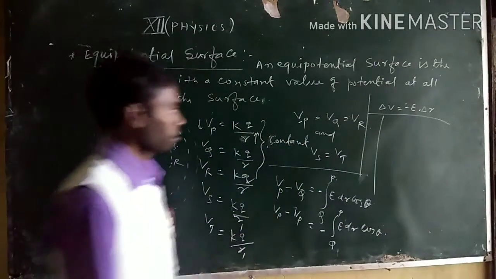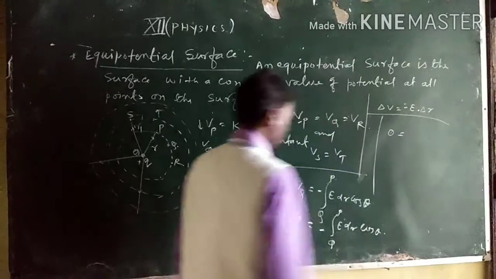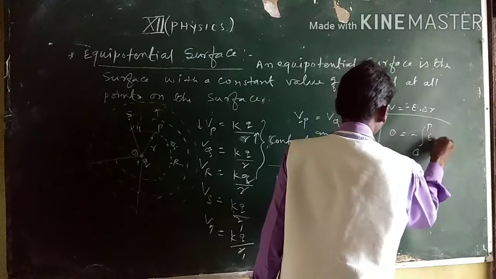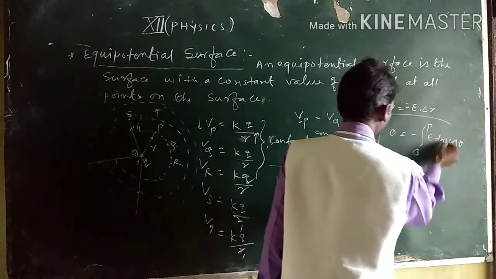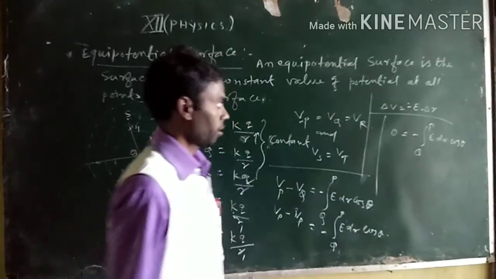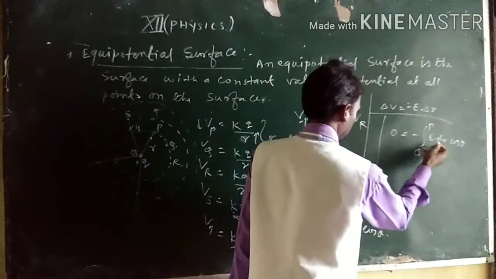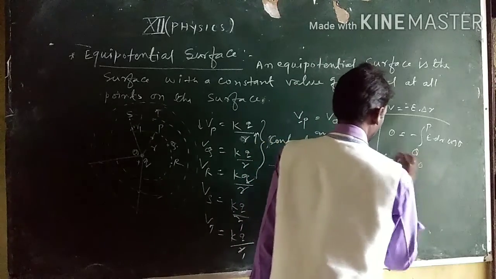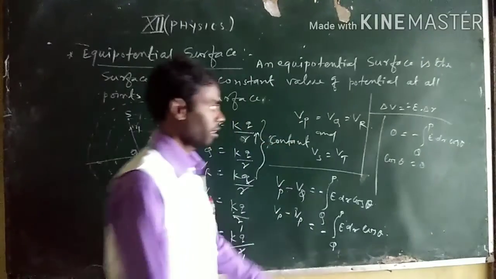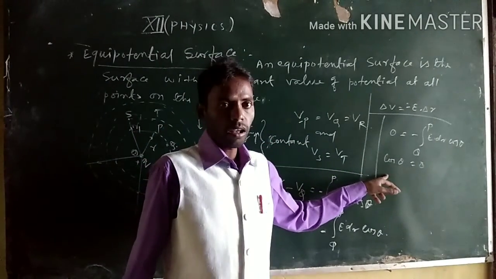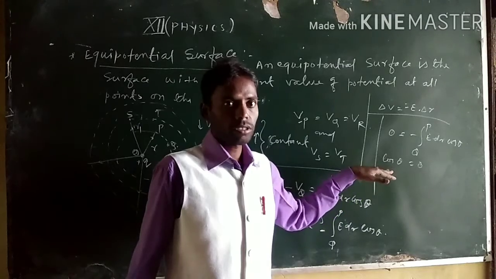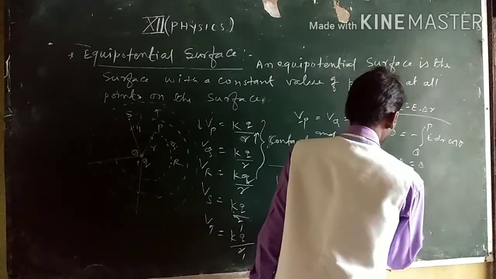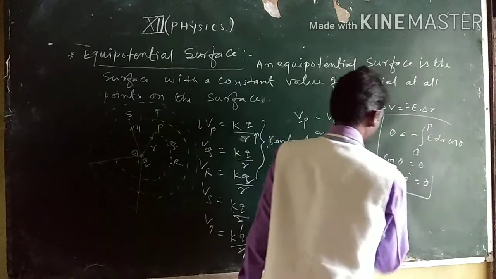After that this will be 0, that means 0 is equal to our integration of q E dot dr cos theta, that means this whole term is going to be 0. That means cos theta is equal to 0. The value of cos theta is 0 at 90 degrees, right? That means cos 90 degrees is equal to 0.